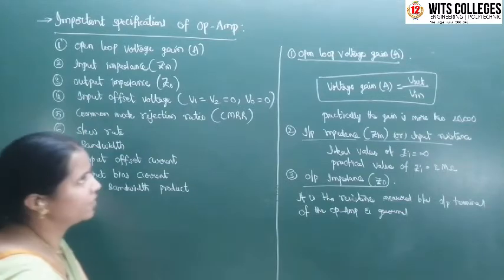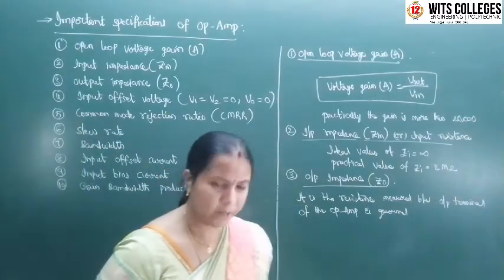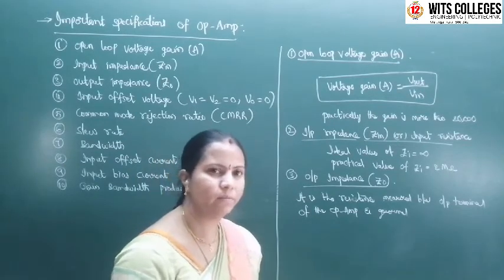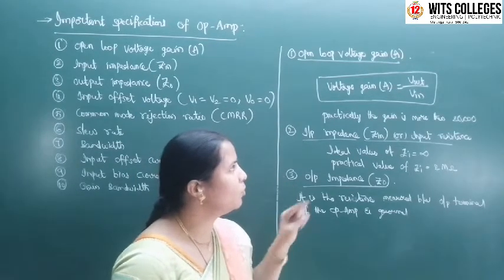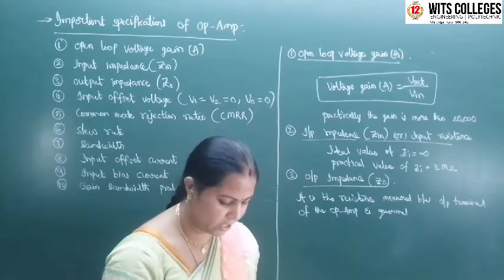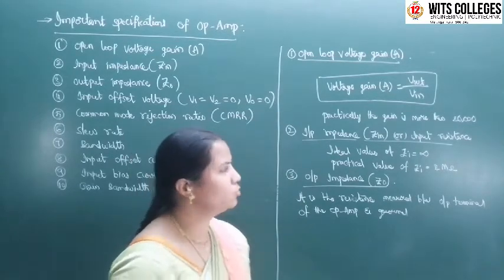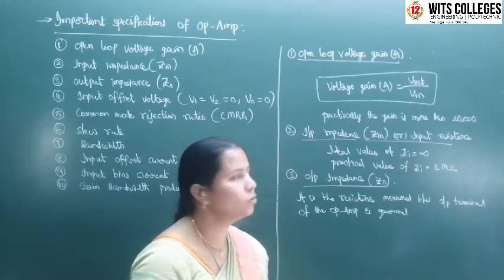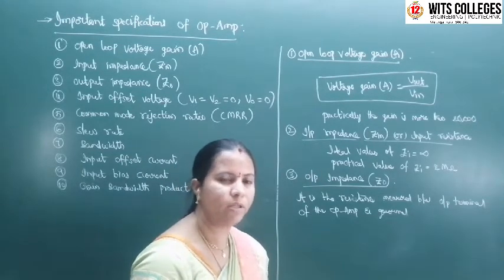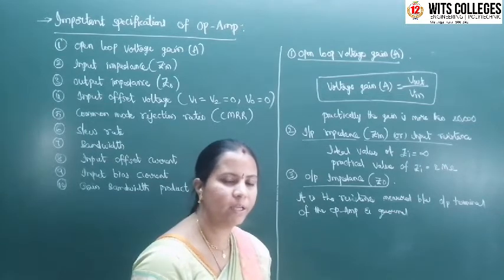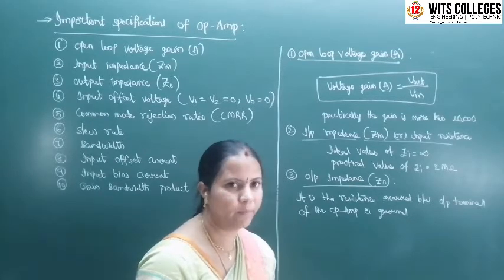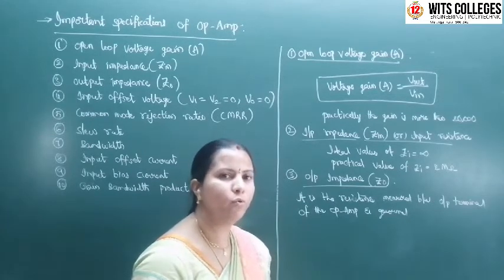Coming to the first specification, open loop voltage gain. How do we define the voltage gain? The ratio of output voltage to the input voltage. What is the definition of open loop voltage gain? The ratio of output voltage to the input voltage of an amplifier without feedback is known as open loop voltage gain.